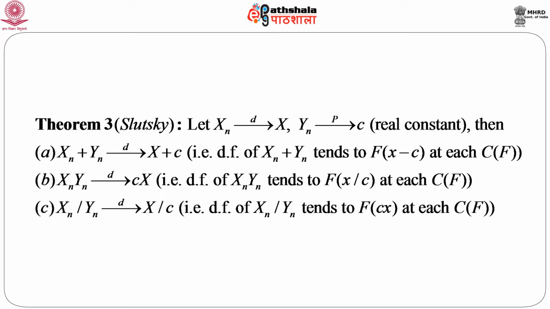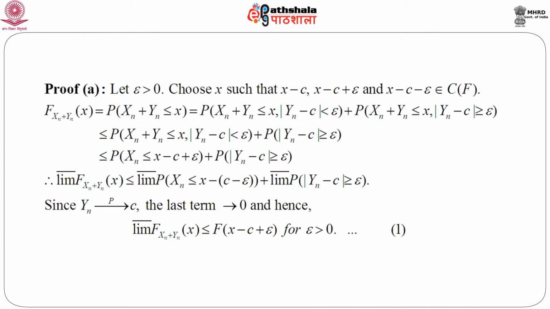It means that the distribution function of X_n plus Y_n tends to F of x minus c at each continuity point of F. Similarly, X_n Y_n, the product of these two sequences of random variables, converges in distribution to cX, that means the distribution function of X_n Y_n tends to F of x/c at each continuity point of F, and X_n/Y_n converges to X/c in distribution, that is, the distribution function of X_n/Y_n tends to capital F of cx at each continuity point of F. Let us give a brief outline of the proof.